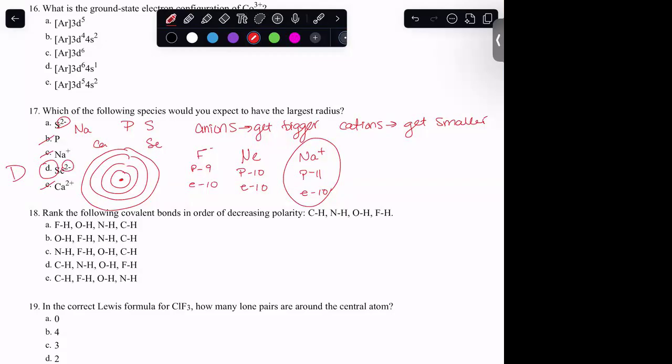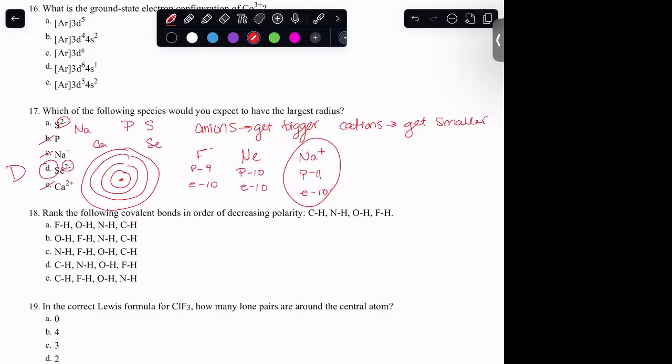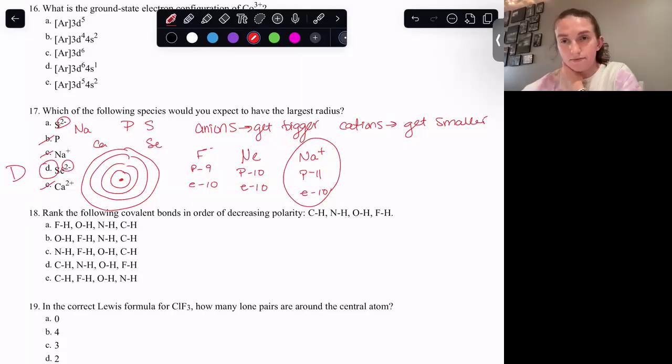So it's going to be the one with the most energy levels. The most electrons and the most energy levels will always be our biggest. And that's for any question, not just for this one. Okay, that'll work.